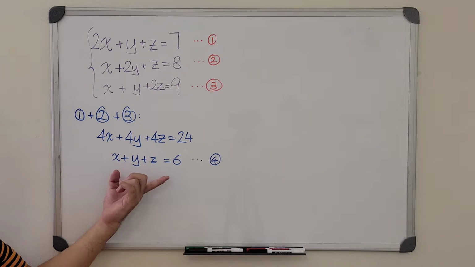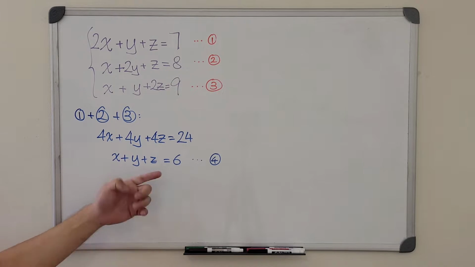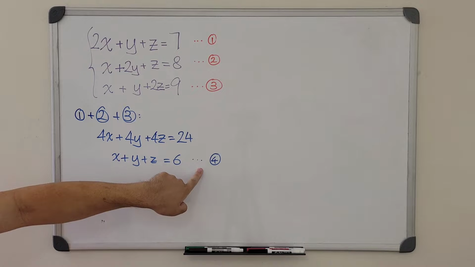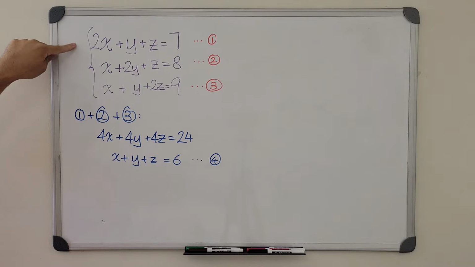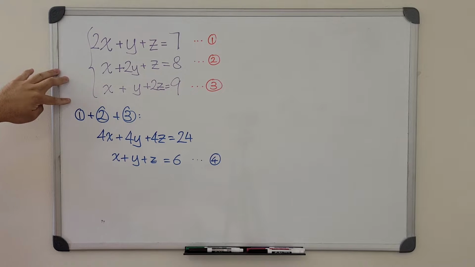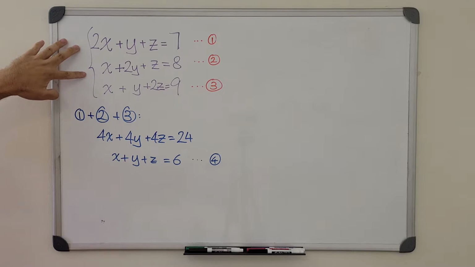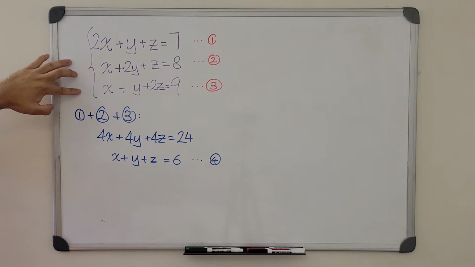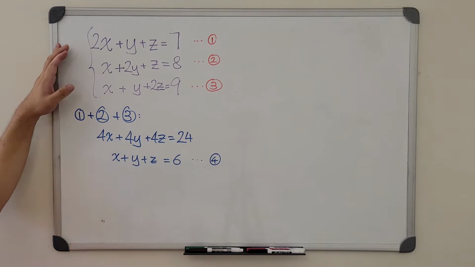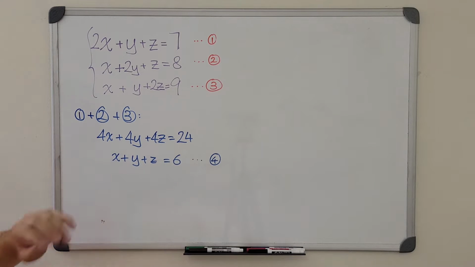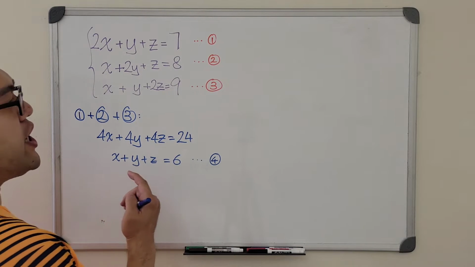So why do we want to do this? Now we can use equation 4 to do a comparison with the initial equations we started with, so that we can quickly get the solution for each variable. Again, it only works in a particular setup, and in this setup we'll be able to do it. Let's see what we get.